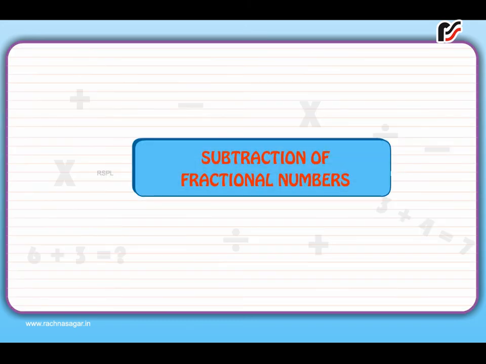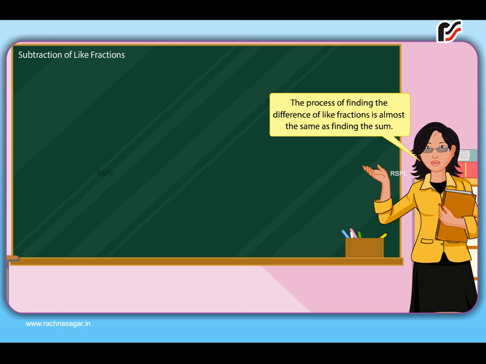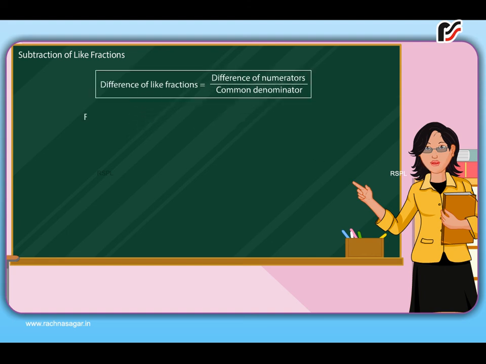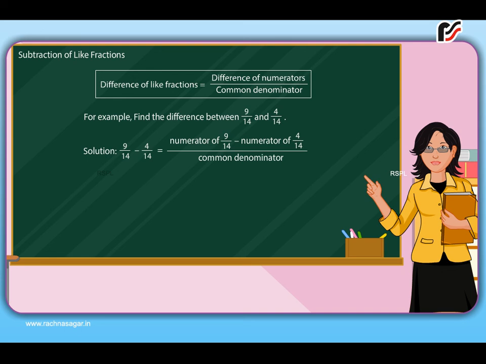Subtraction of fractional numbers. Subtraction of like fractions. The process of finding the difference of like fractions is almost the same as finding the sum. Difference of like fractions is equal to difference of numerators by common denominator. For example, find the difference between 9 by 14 and 4 by 14. 9 by 14 minus 4 by 14 is equal to numerator of 9 by 14 minus numerator of 4 by 14, whole divided by common denominator, is equal to 9 minus 4, whole divided by 14, is equal to 5 by 14.